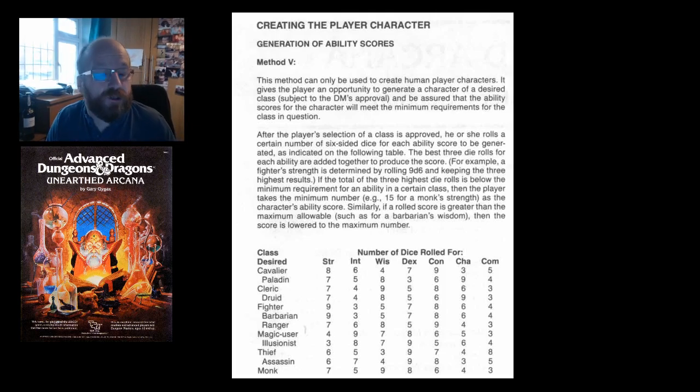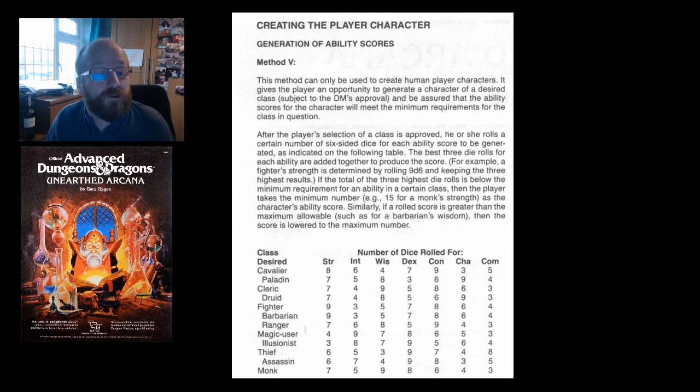In the DM section of Unearthed Arcana, on page 74 there was a new method for generating ability scores. Method 5, only available for human PCs. The player would now choose their class first, roll a set number of dice for each stat, and pick the 3 highest. But never fear.